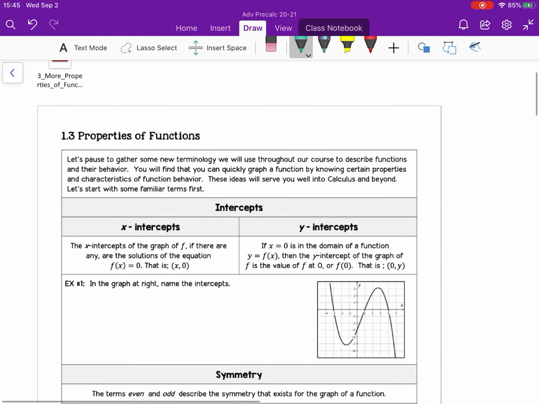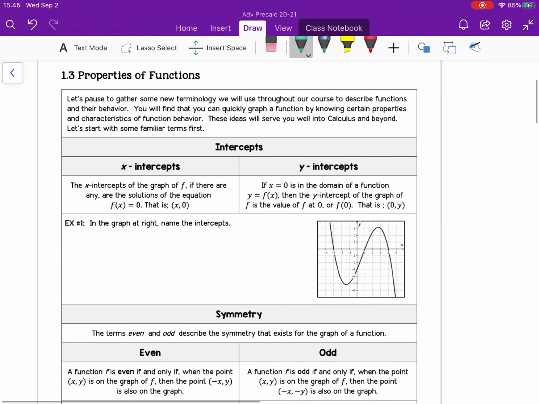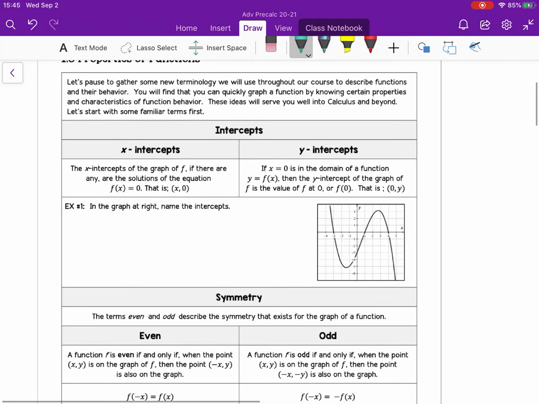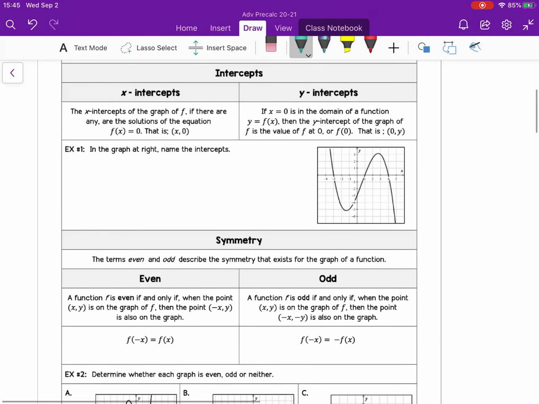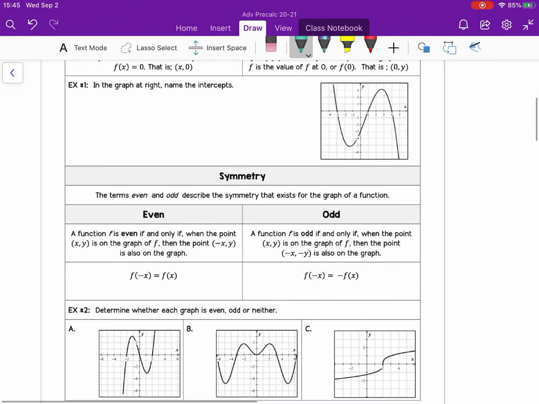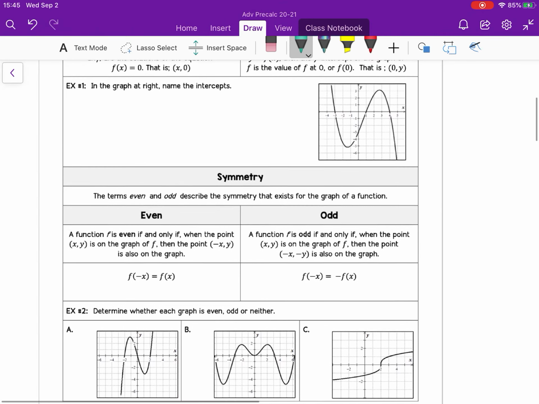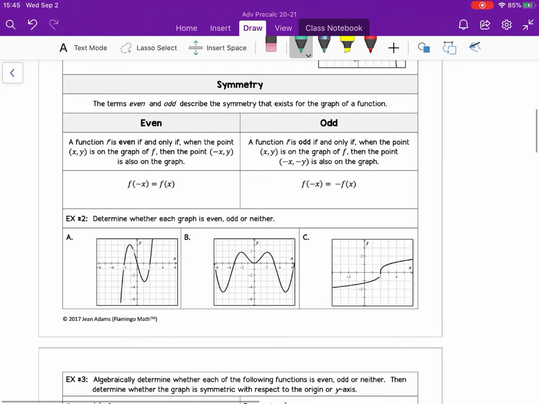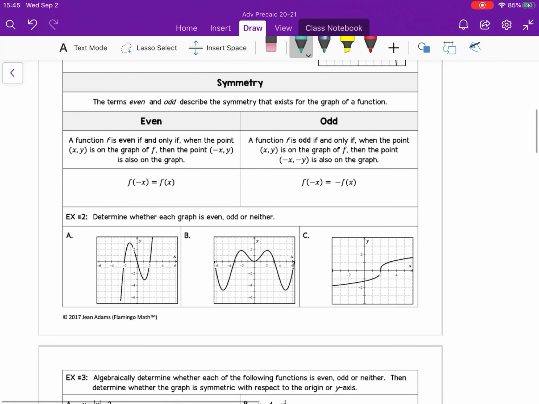Today we are talking about 1.3 properties of functions. I didn't feel like it was necessary to make a video on x and y intercepts, but if you have forgotten or think that you're wrong, please reach out and I will help you. All right, let's talk about symmetry and even and odd functions. This is where we left off in 1.2 and we are picking right back up there.